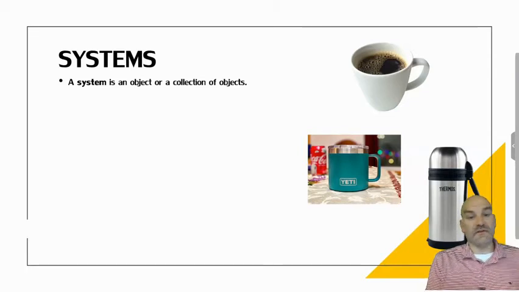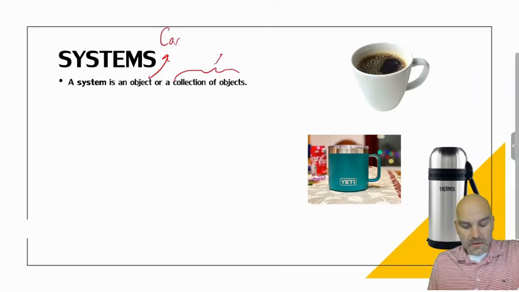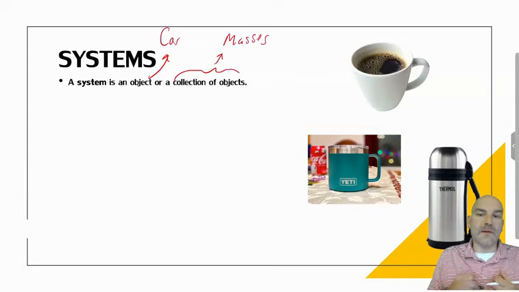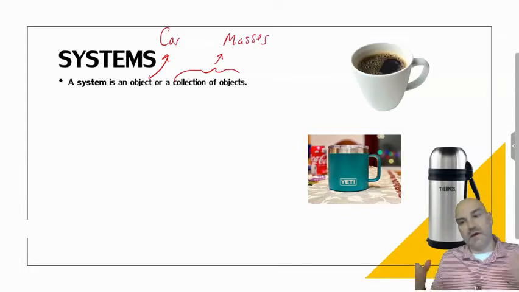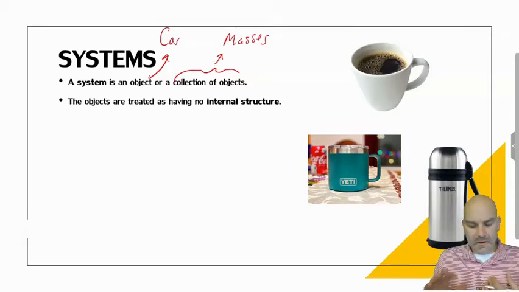It could be something as simple as a point, or it can be a bunch of things. You can say, hey, it's a car. That's an object. Or it could be a bunch of masses sitting together. It could be a cup of coffee, the Yeti cup, or the thermos. But the system is simply the objects put together.